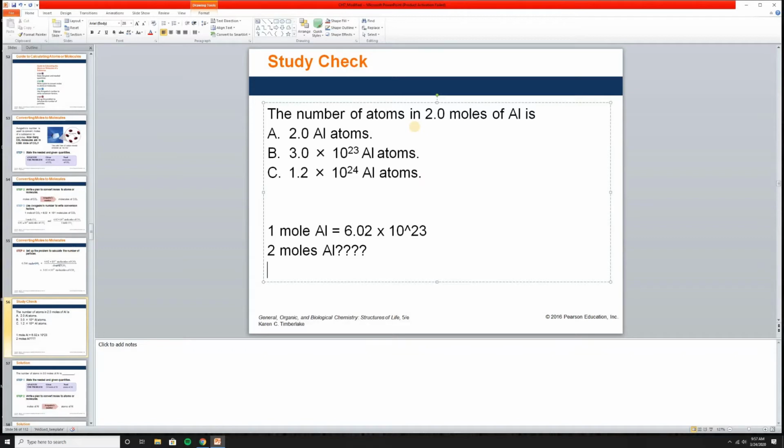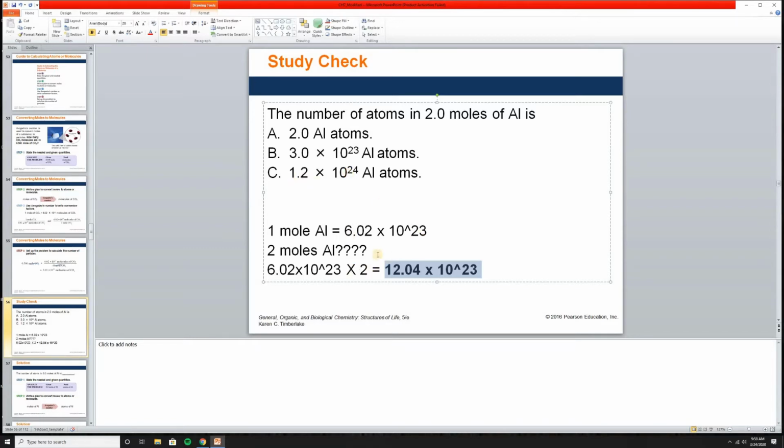So 6.02 times 10 to the 23rd times 2 is going to equal 12.04, about 12, times 10 to the 23rd. So that's what you could do. But this number, although it's correct, is not proper scientific notation. Our answer will not be given like this. So for scientific notation, you should always be aware of the proper notation.